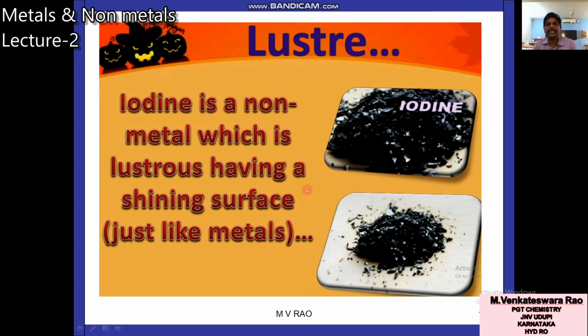Next is luster. Here also there is an exception. In the case of metals, what you learned already, metals are lustrous. Metals have a shining surface. Non-metals are non-lustrous. But iodine is a non-metal which is lustrous, having a shining surface just like metals. It is also one exceptional case in the lustrous property.